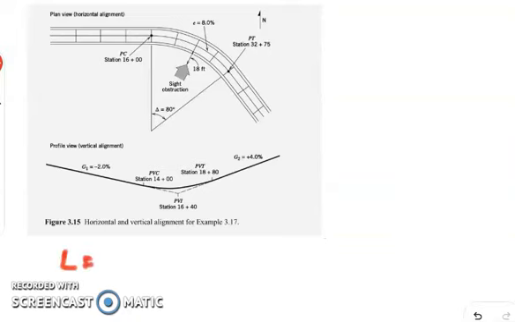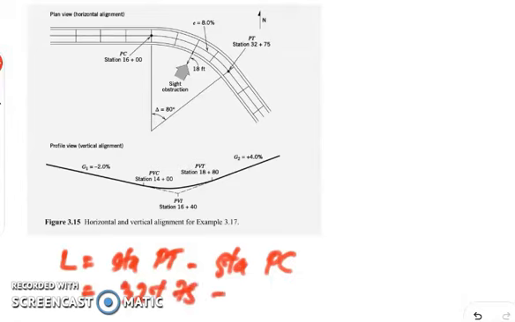That will be the station of PT minus the station at PC. The station at PT is given by the equivalent value 32 plus 75, subtracted by the station of PC, which is 16 plus 00. Simplifying, we get a value of 1,675 feet. The result here is in stations, so we convert it: the result is 16 plus 75 station.